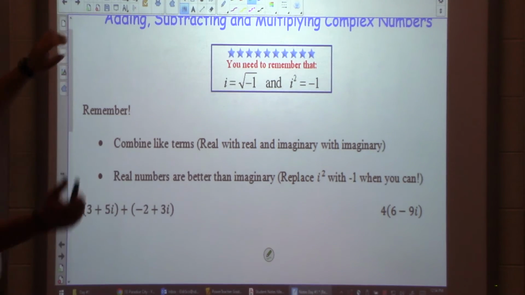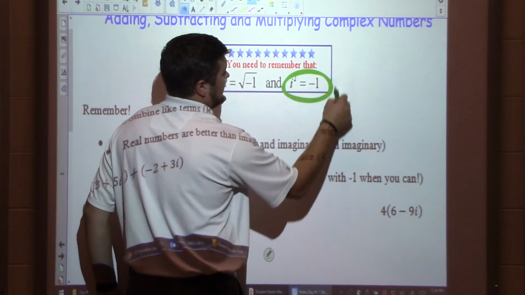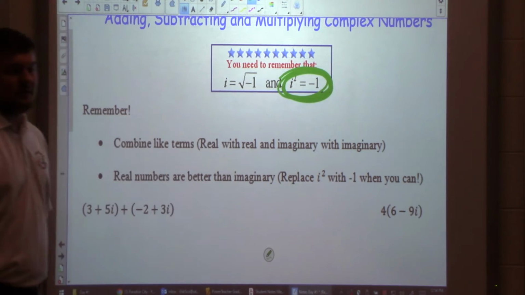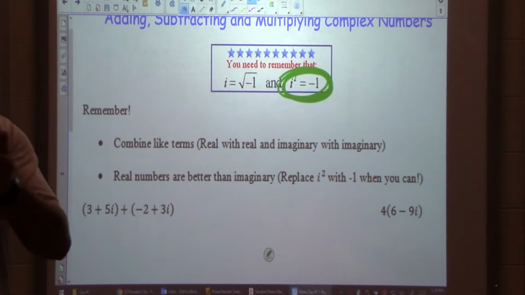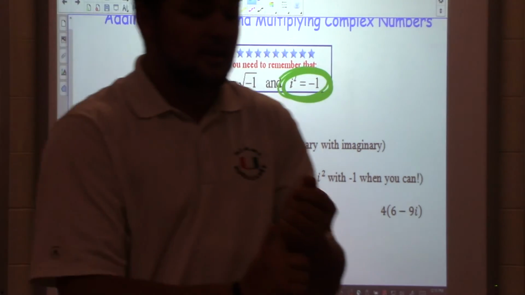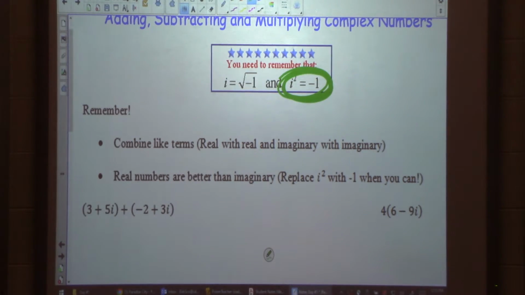Adding, subtracting, multiplying. Hey guys, look at this. You need to remember that i squared equals negative 1. Really important. So when we're adding or subtracting, we're just combining like terms: real with real, imaginary with imaginary. If we are multiplying, we multiply it all out just like normal.